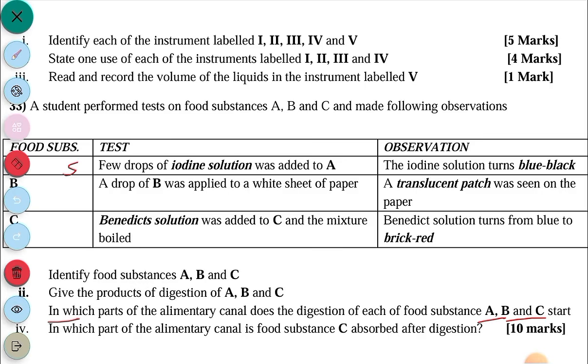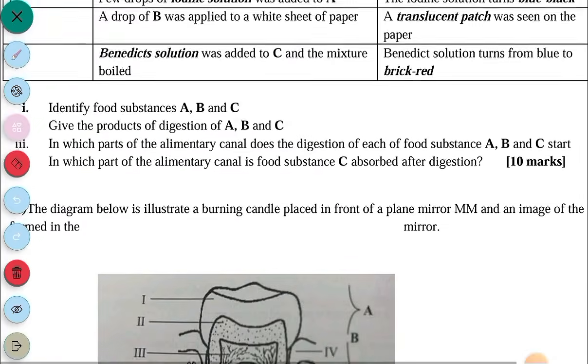B, which is oil, starts in the stomach. Then C, which is reducing sugars, starts in the small intestines. Then IV, in which part of the alimentary canal is C absorbed? So C is also absorbed in the small intestine. Move on to the next question.